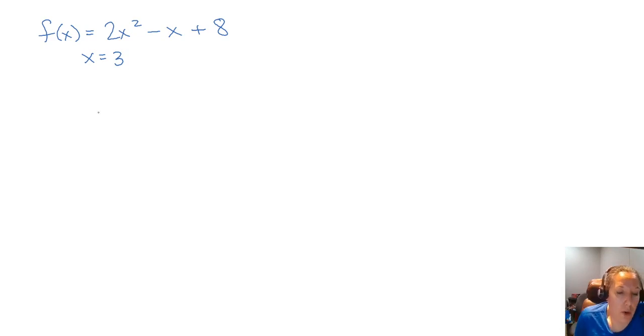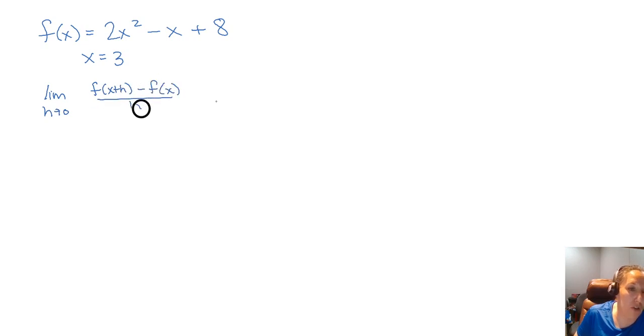Hello, in this video we're going to look at the instantaneous rate of change for a function 2x squared minus x plus 8 at the point x equal 3. The instantaneous rate of change is the limit as h approaches 0 of what we call the difference quotient, f of x plus h minus f of x all over h.